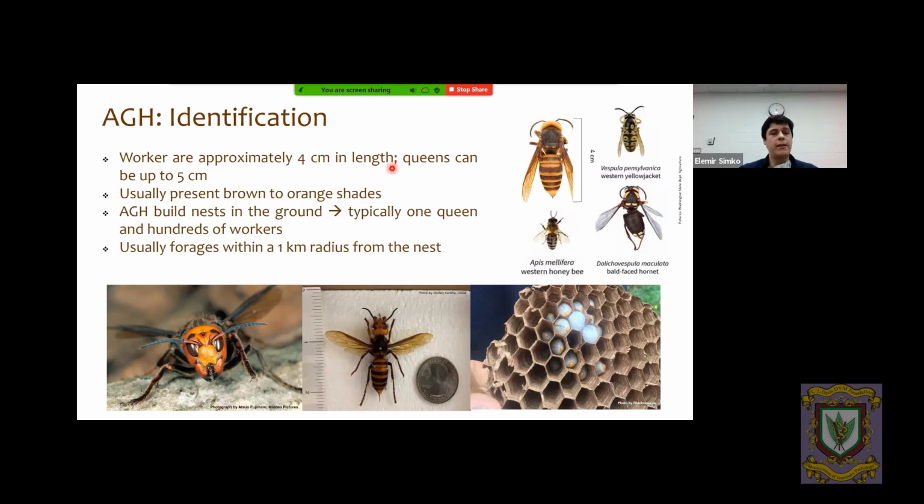Yeah, they usually present these brown to orange shades, and they live, as I said, in society. They live in those nests, as honeybees do. And this is a picture of part of a nest, and those are the larvae of this giant hornet. Usually, they forage around a 1 kilometer radius from the nest.